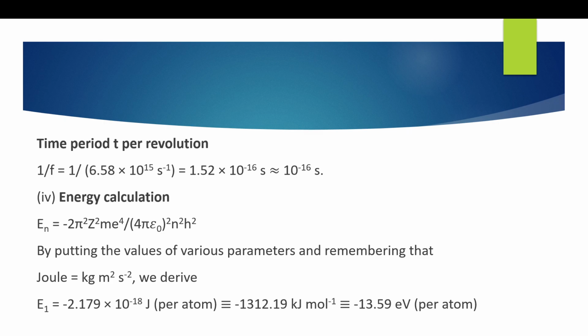Now we proceed to calculate energy. The equation is En equal to negative 2 pi square z square m e power 4 over 4 pi epsilon square n square h square. If we put the values of different parameters, and remember that joule is kilogram meter square per second square, we derive E1 equal to minus 13.59 electron volt per atom.